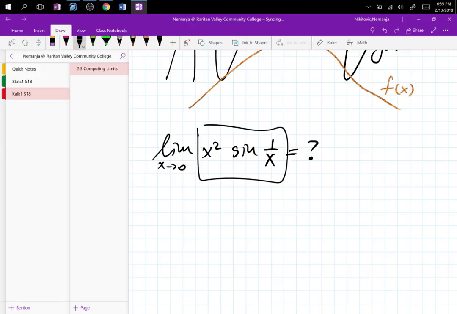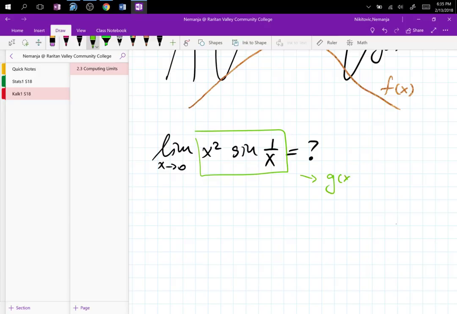This is g. This is the evil one. That's g of x. I use a different color. How about this green? G of x. So where do I begin? Well, I begin by understanding that sine of whatever you put in here, in this case 1 over x, is bounded by 1.